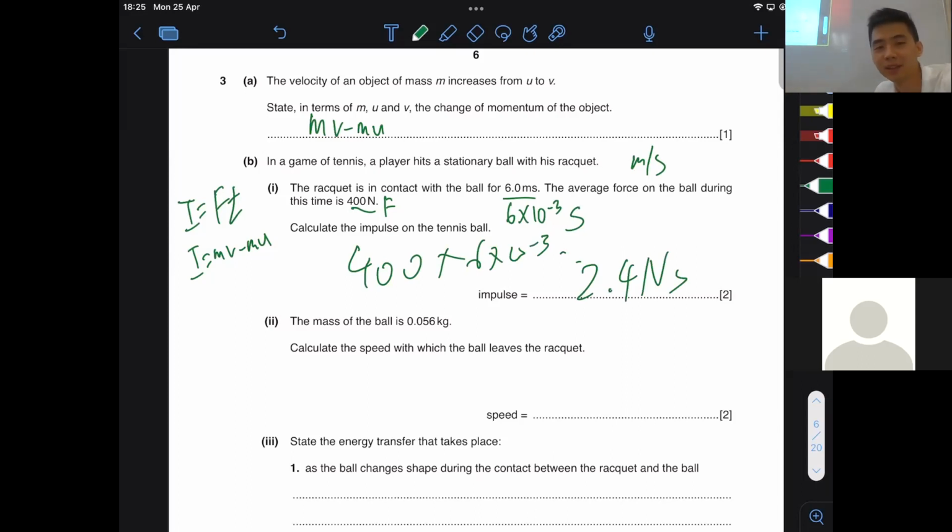Hey, pass me that. Kai Hong, reward for you remembering the formula. Oh no.